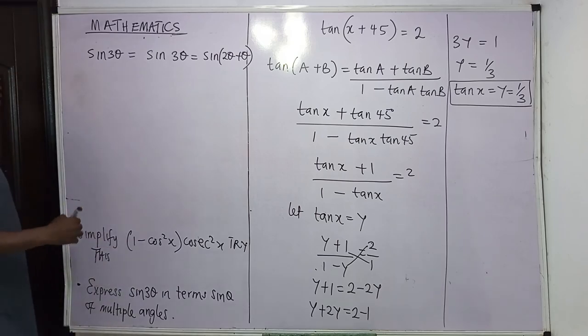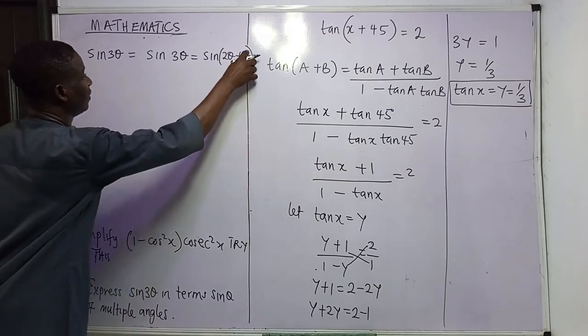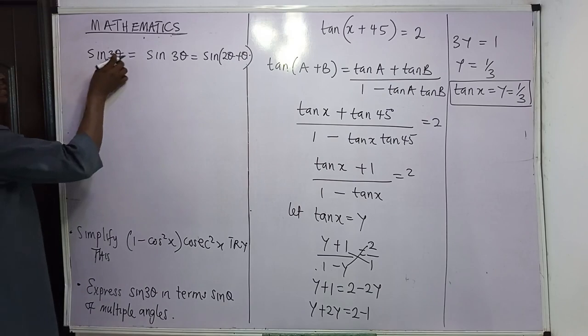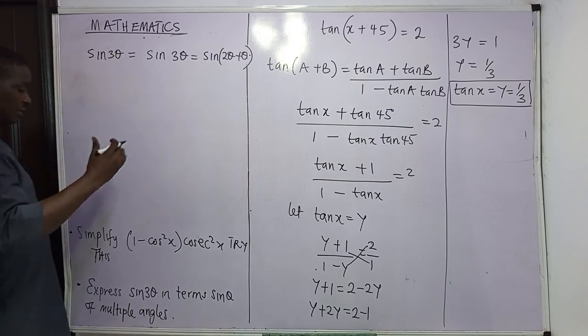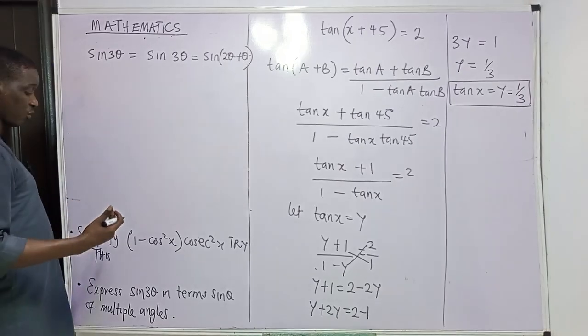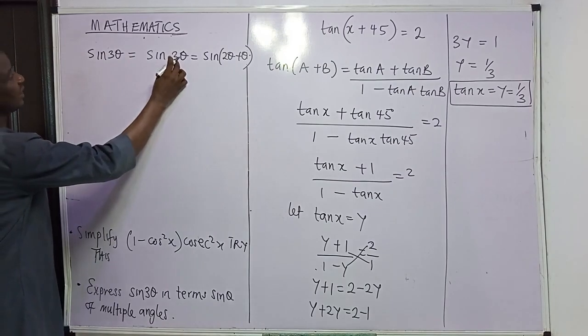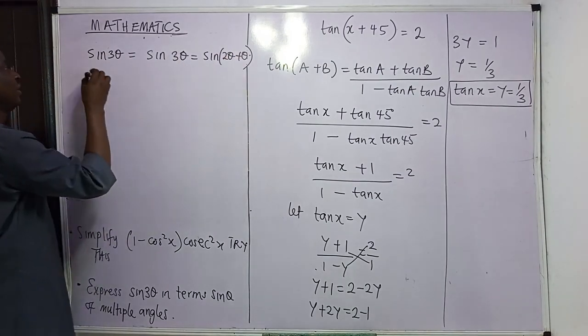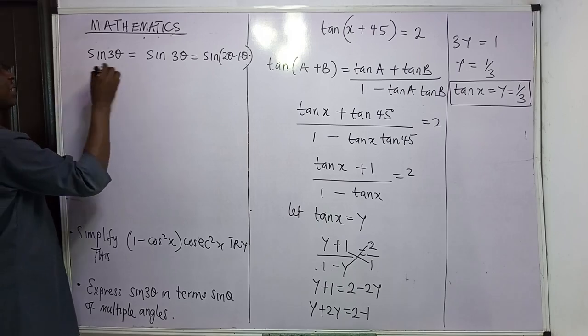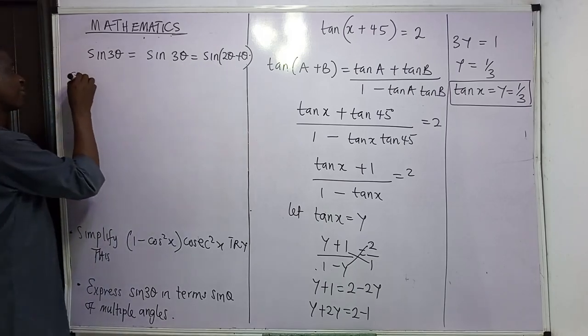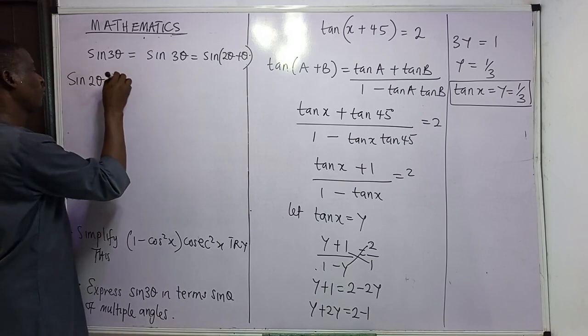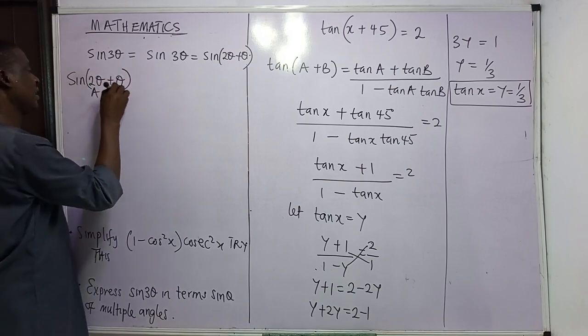I want us to use our compound angles formula to simplify what? A multiple angle. That means to have a bigger angle, higher factors of angles. Now, 3 theta is equal to 2 theta plus theta. Therefore, we can break it down. This is our A, that means sine 2 theta plus theta. This is A and this is B.